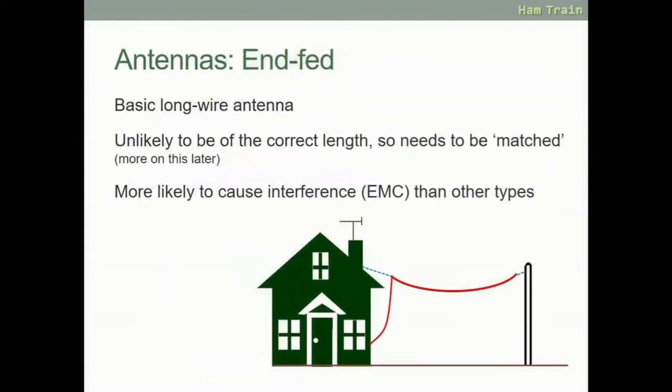And we also have end-fed antennas. These are essentially just a long piece of wire. It's unlikely to be the correct length for the waveband you're working on, so it needs to be matched. We'll go through this very shortly. And they're more likely to cause interference to other devices like other radios, tellies, things like that.